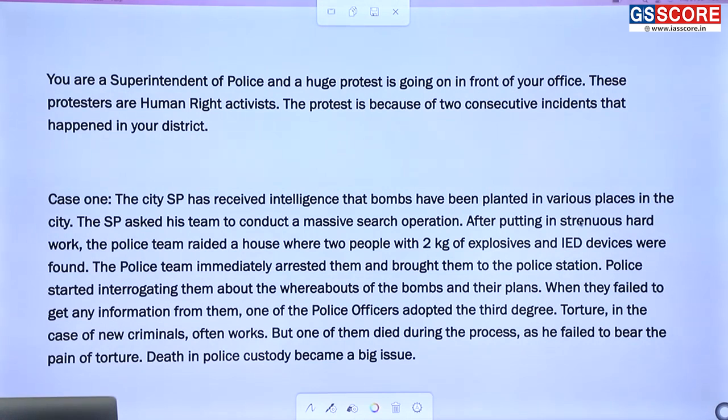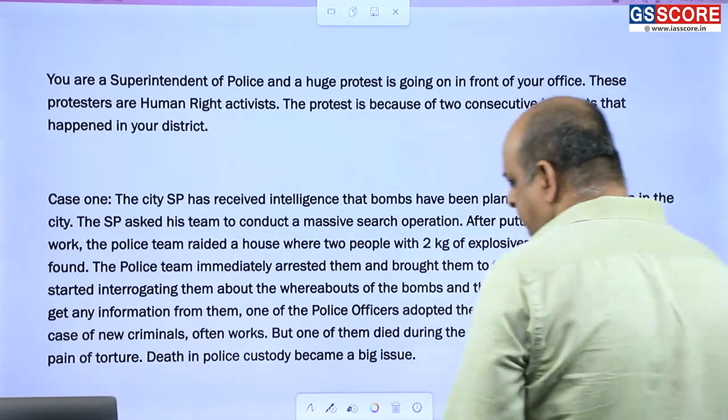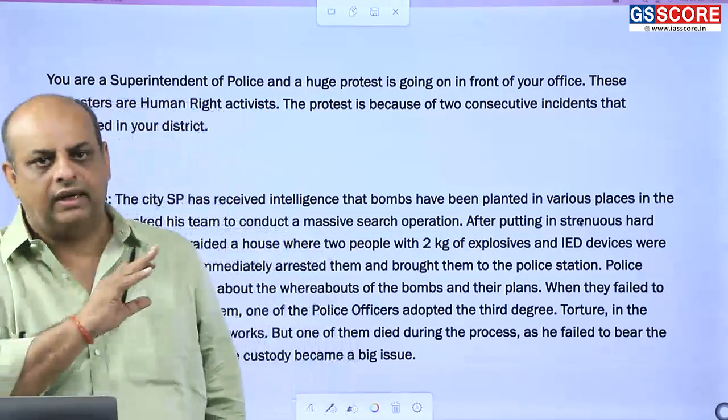After strenuous hard work, the police team raided a house where two people with 2 kg of explosive and an IED device were found. The police team immediately arrested them and brought them to the police station. Police started interrogating them about the whereabouts of the bombs and their plans. When they failed to get any information, one of the police officers adopted third degree torture. In the case of normal criminals it often works, but one of them died during the process as he failed to bear the pain of the torture. Death in police custody became a big issue. This is scenario number one.